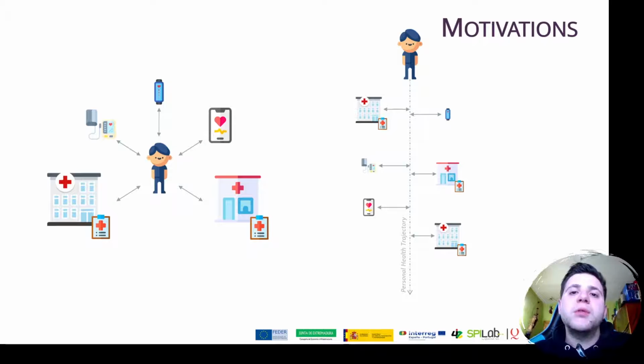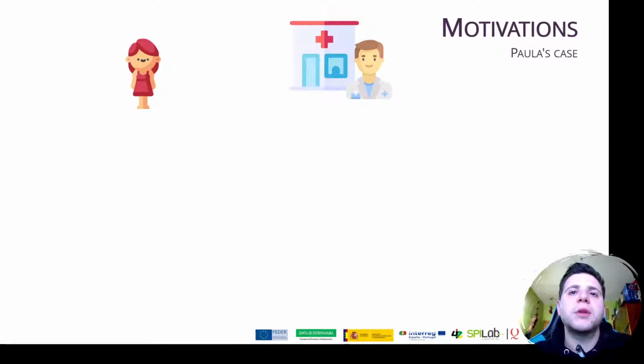We call this view the personal health trajectory. In a globalized and technological society such as ours, it's more frequent that a person interacts with different health institutions or uses devices to measure their health. We can illustrate this problem with an example.